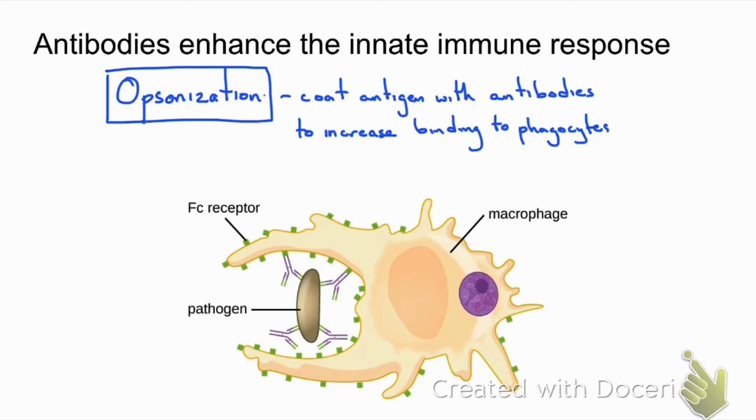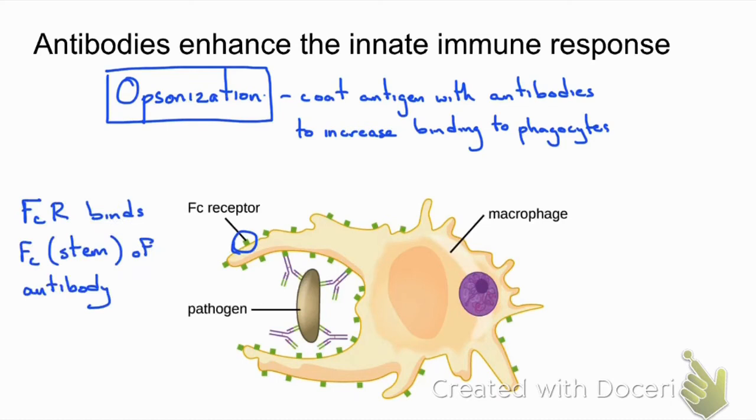Well, phagocytes also have another type of receptor on their cell surface known as the Fc receptor. And I've already mentioned that the Fc region of an antibody is the stem region. What the Fc receptor, or the FcR, does is it binds to this Fc region of an antibody. In this indirect way then, as you can see in this picture here, the macrophage, by binding to the antibody, which is bound to a pathogen, will be able to phagocytize this pathogen and destroy it.